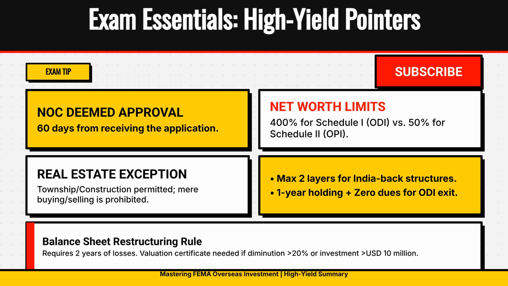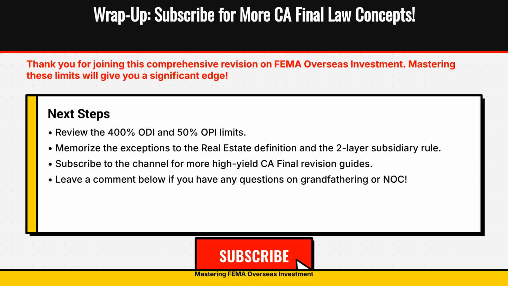Finally, for restructuring, recall the twin triggers for valuation certification: investment above $10 million or diminution exceeding 20%. These are the points most likely to appear in MCQs and case-based questions. Let's wrap up this revision.